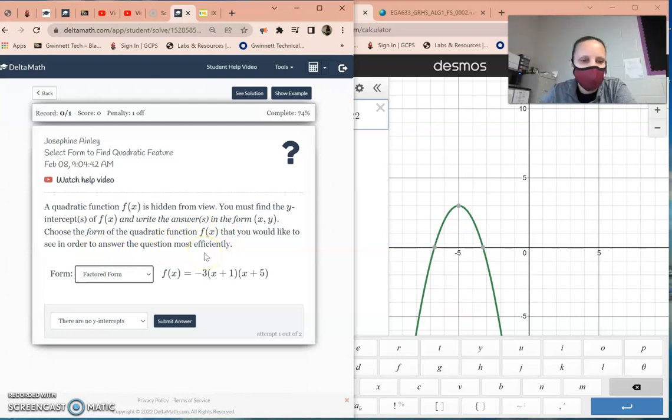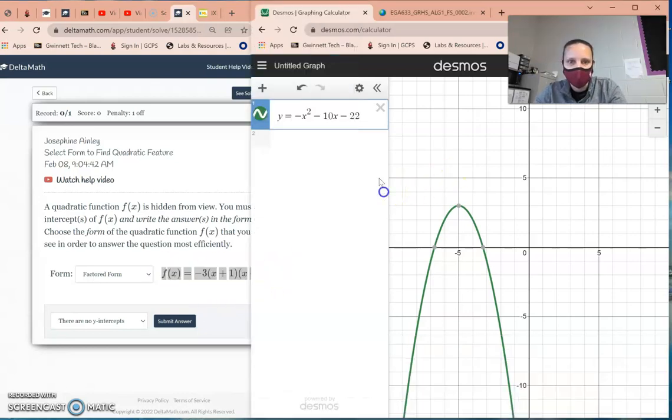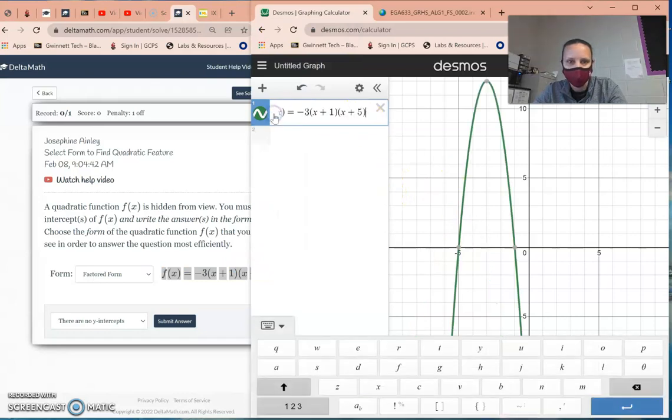Okay, so it's asking what the y-intercepts are, and you can choose which one you want to do. Standard form would be the fastest to find the y-intercepts because the last number is on its own. But again, because we are using Desmos, and I'm showing you how to use Desmos, it doesn't matter which one you pick. You're going to Control C, and then Control V. And then look for whatever it's asking for.